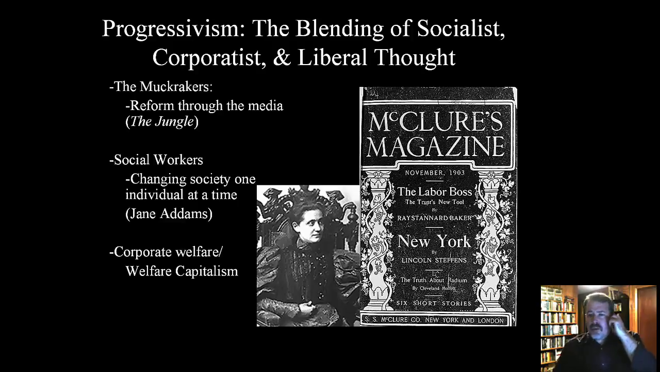The muckrakers were normally journalists that, as the name suggests, dug up dirt on corporate abuses and political corruption, like you see here in McClure's magazine, The Labor Boss. One of the most famous and influential muckrakers is a fellow by the name of Upton Sinclair. Now, who was Upton Sinclair? Well, I will tell you that here in a minute because I don't want to bias you against him just yet. Upton Sinclair would get himself hired and work in the meatpacking houses of Chicago.